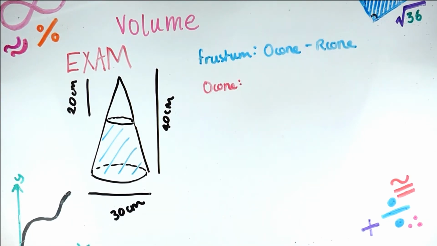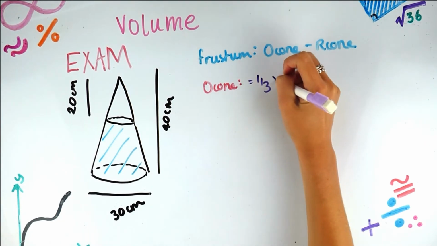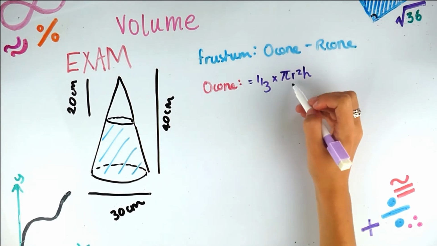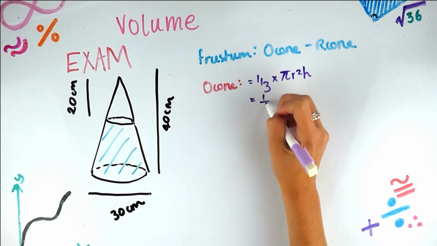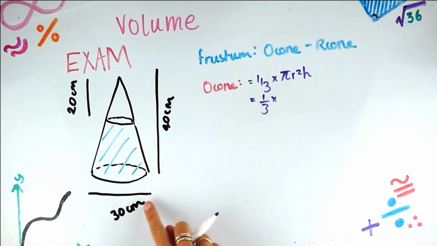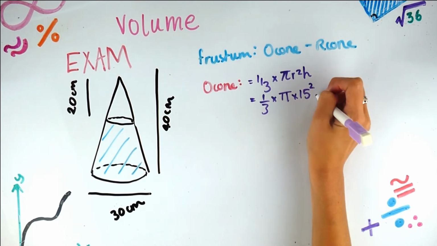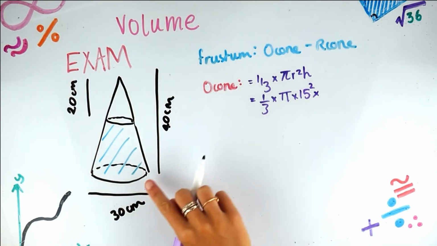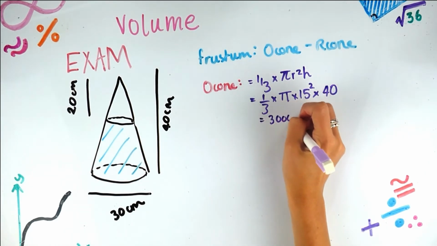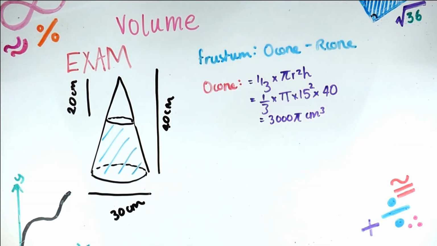Okay, for the original cone, first of all, we need to remember the formula for the volume of a cone, and that was 1/3 times the volume of a cylinder, pi r squared times h. So we need the radius and we need the height. So the radius of our original cone is, this is 30, but that's the diameter, so we want half of 30, so it's 15, and then that bit is squared, and then the height of our original cone, the whole thing, is 40. And that gives us an answer of 3000 pi, and then that's centimetres cubed.